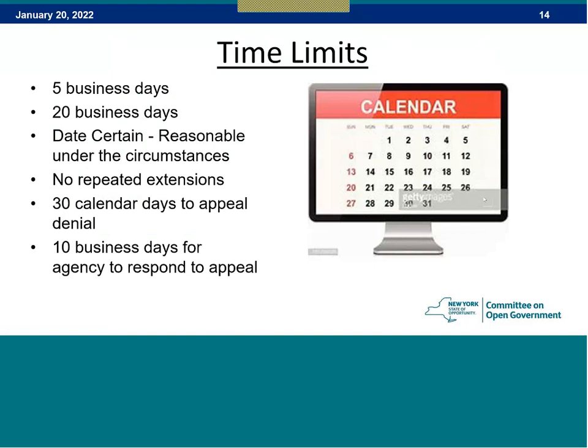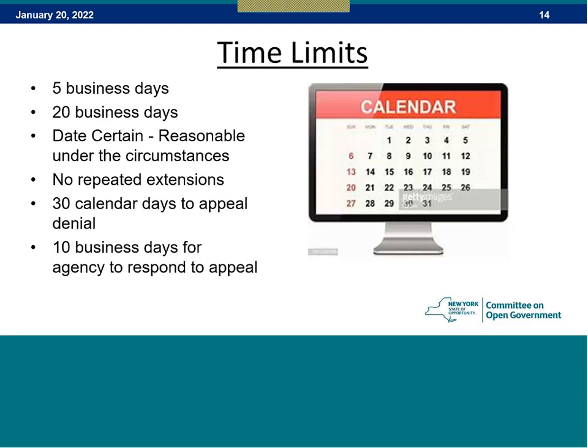Time limits. Every agency, when they receive a FOIL request, should keep in mind certain time limits that they need to comply with in order to respond. And the first is 5 business days. Within the first 5 business days of receiving a Freedom of Information Law request, the agency has to do something.